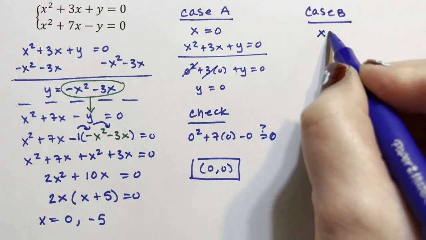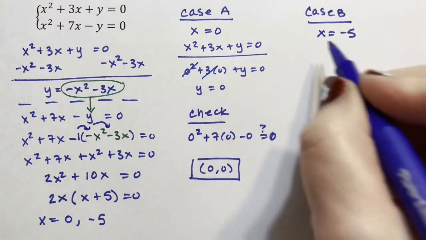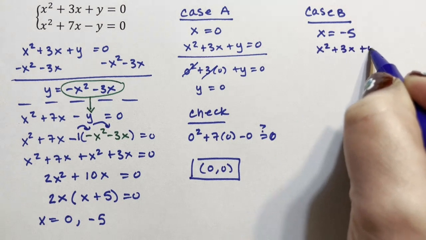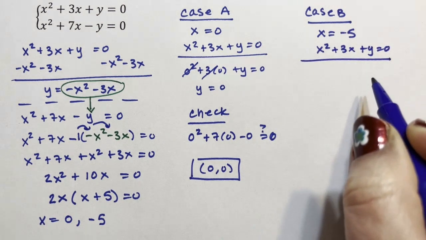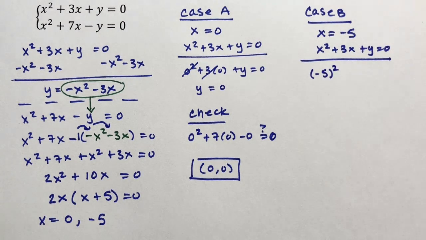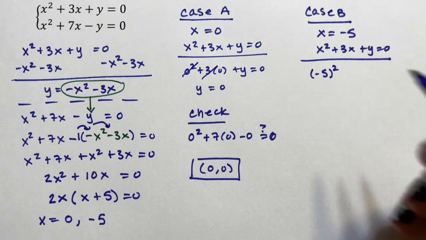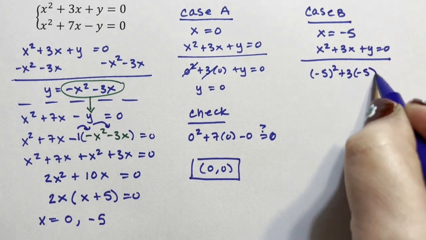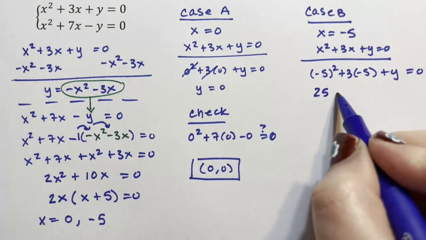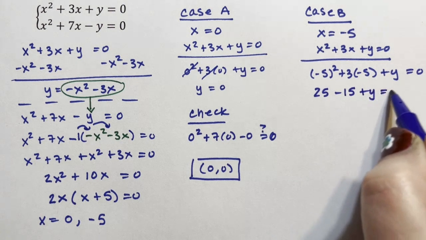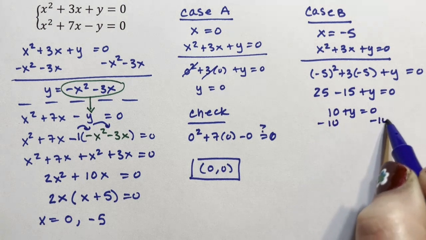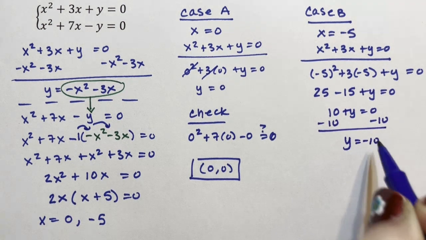All right, case B, this one will be more interesting. We'll take x equals negative 5, and we'll take the same top equation, that x squared plus 3x plus y equals 0. Okay, so negative 5 squared, I'm putting this in parentheses to remember that both the 5 and the negative both need to be squared, plus 3 times negative 5 plus y equals 0. 25 minus 15 plus y equals 0. That's 10 plus y equals 0. Subtract the 10 over. y is equal to negative 10.